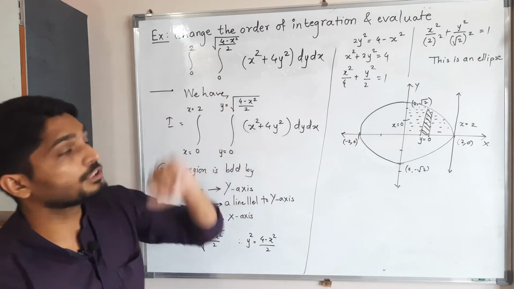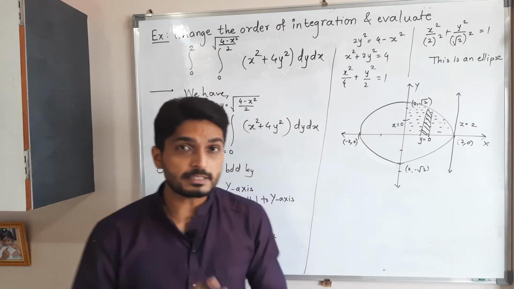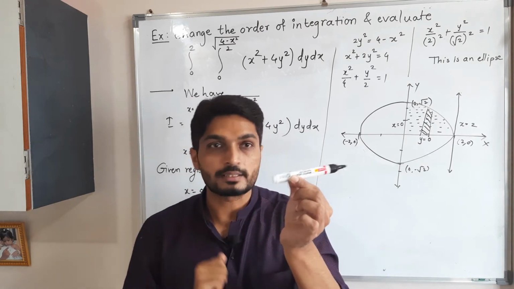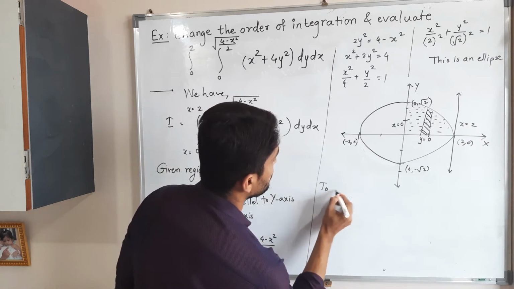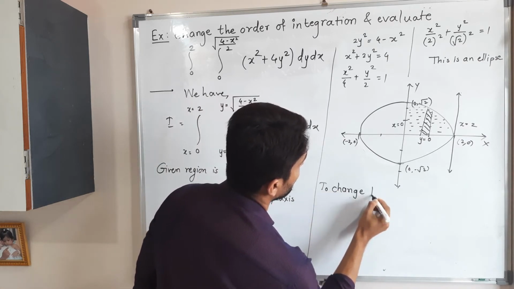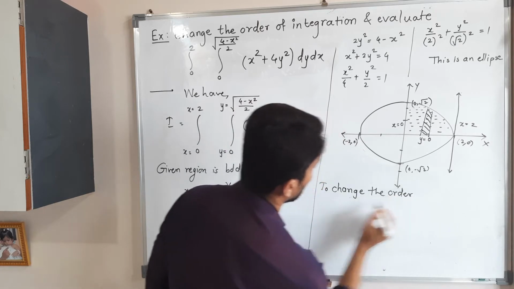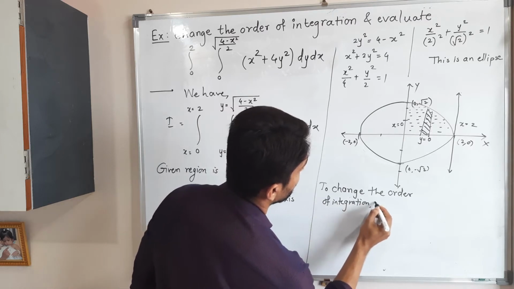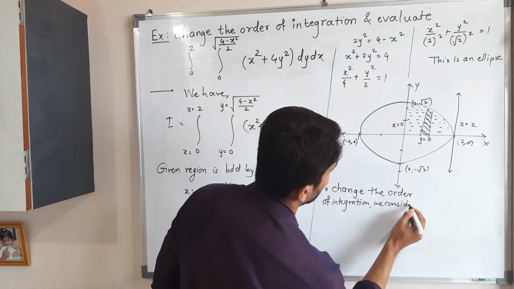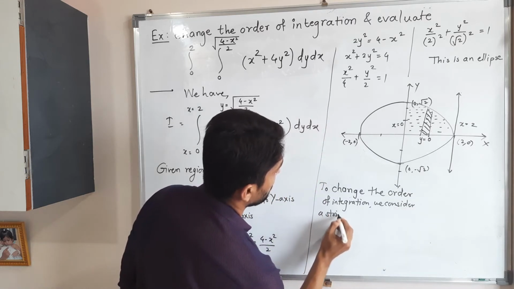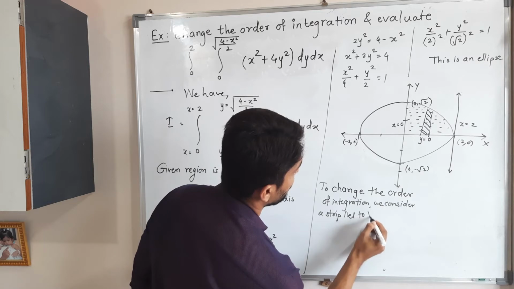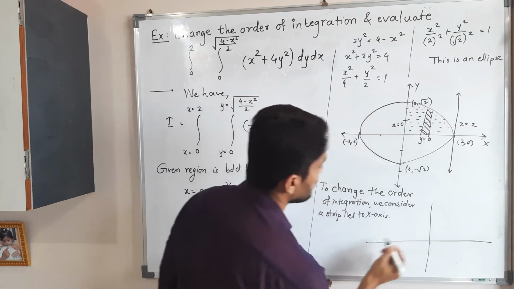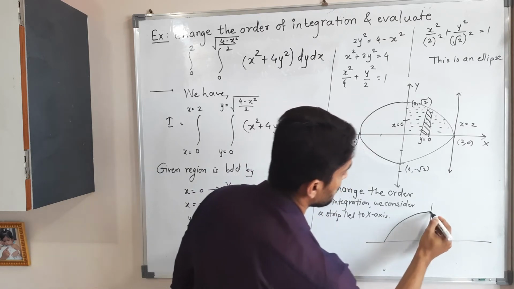But the question is to change the order of integration and solve the problem. That means the given strip is parallel to the y-axis. To change the order of integration, I will consider a strip parallel to the x-axis. So I will mention here, to change the order of integration, we consider a strip parallel to the x-axis. A very small diagram I am drawing, just the essential parts.